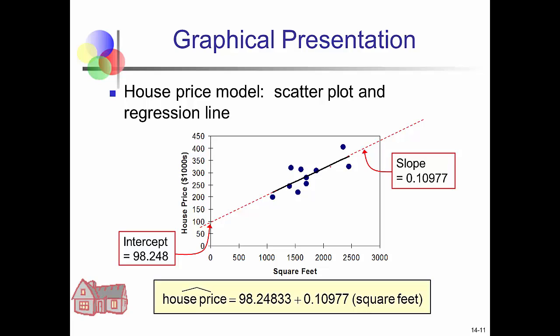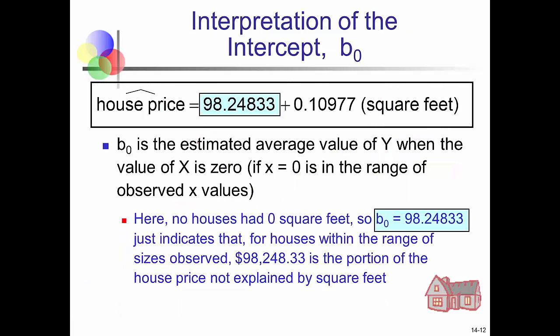This is a scatter plot of the data and the regression line. The actual regression line that the computer generated is the black line. The red dashed lines just extend that line so that you can see the estimated regression equation that the computer generates for us. The intercept is 98.248, so the red line extends down to that 98.248. And the slope of this line is 0.10977. When using this equation to predict, we really only can make predictions inside the range of the data, inside the black line. Any prediction outside of that, any prediction on the red dashed lines, is less likely to be accurate. Let's talk about each of these coefficients that the computer generated for us. The B0, or the 98.248, tells us what?